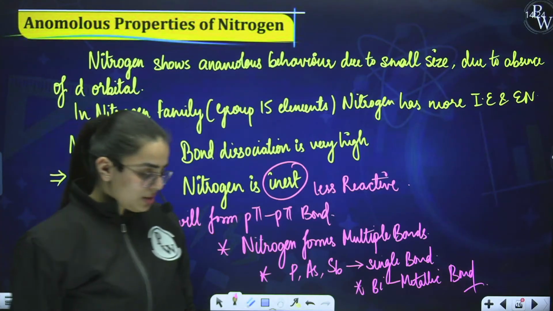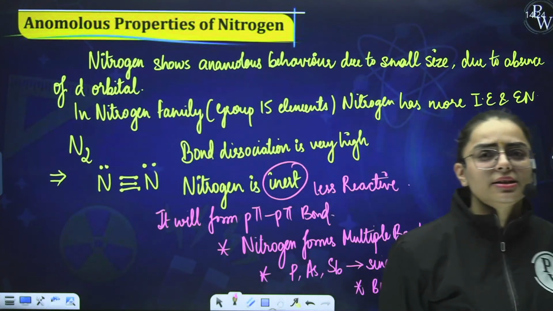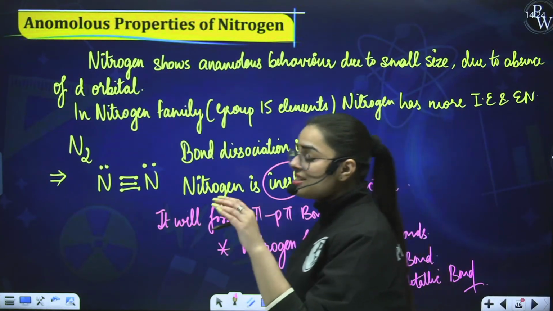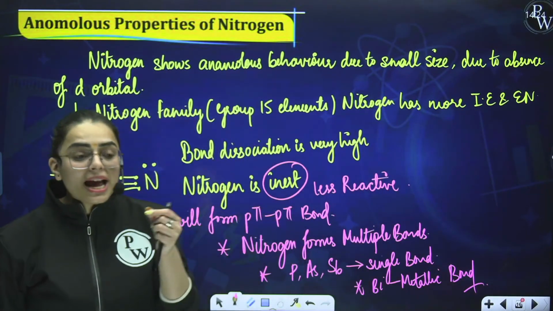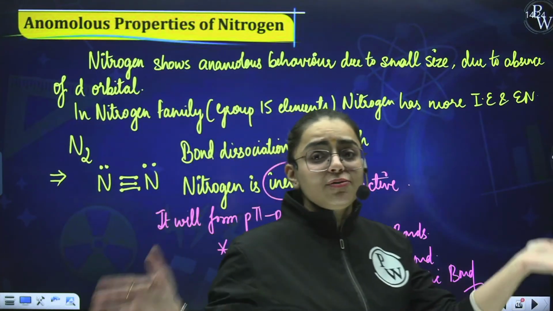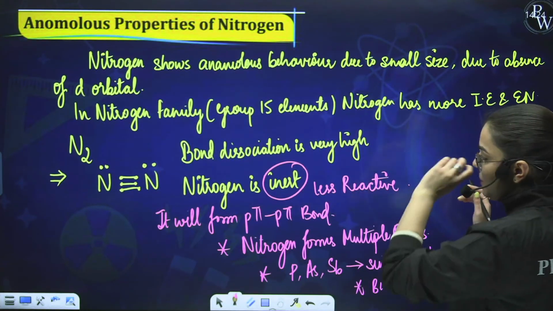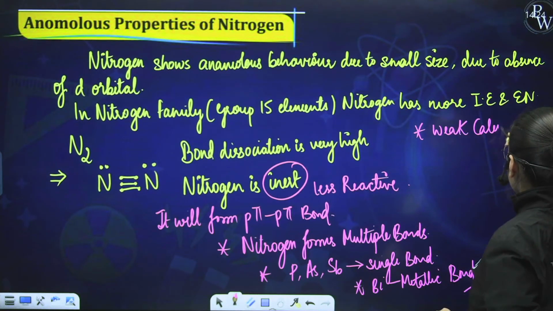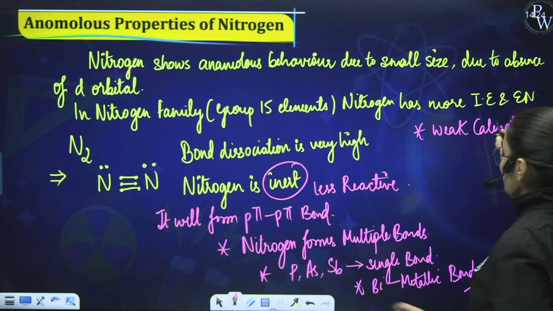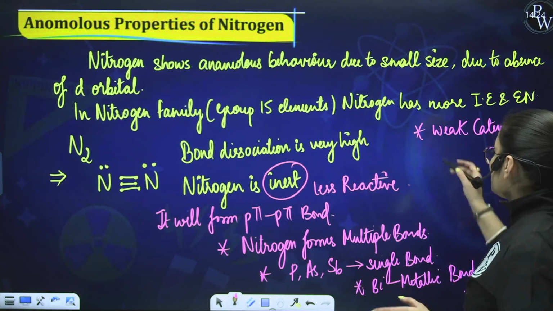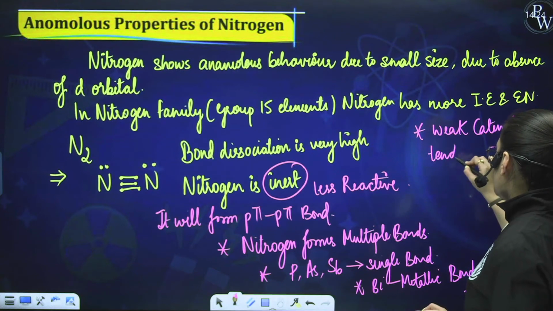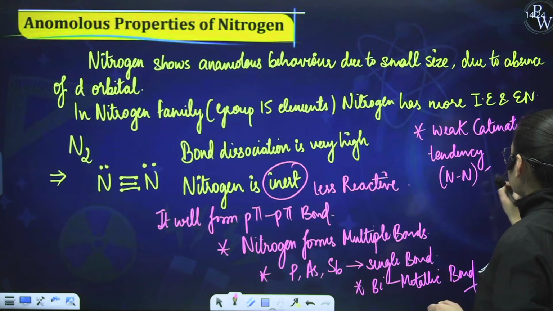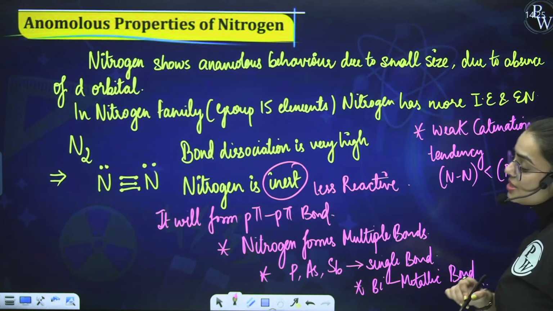Is it clear? One more thing about nitrogen is the catenation tendency. Nitrogen has a weak catenation tendency. What is catenation? The self-linking tendency, self-linking with each other. So nitrogen has weak catenation tendency of single bond with respect to phosphorus single bond.